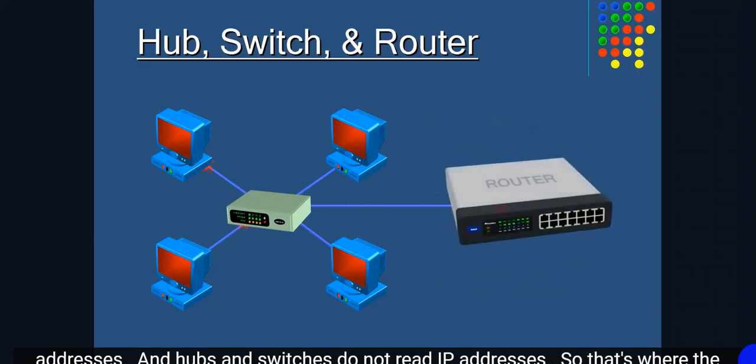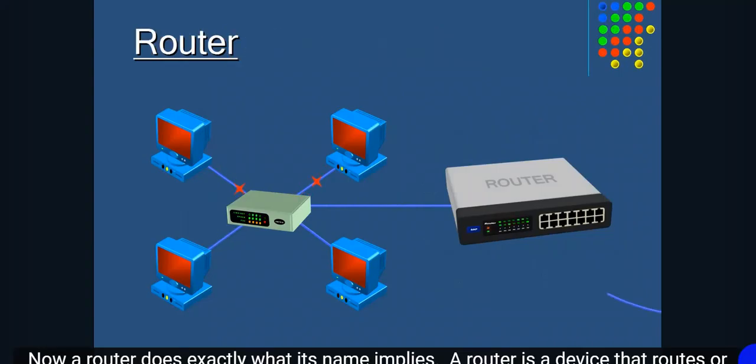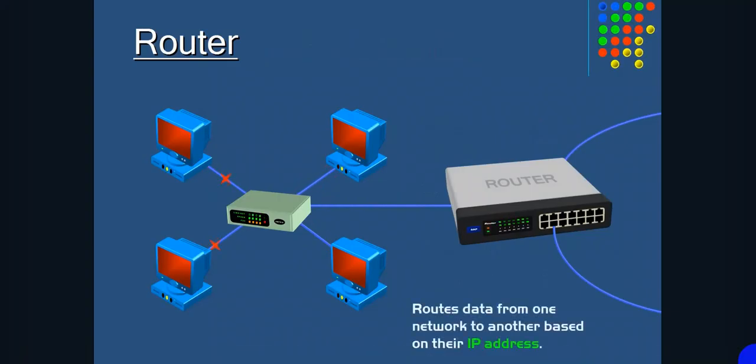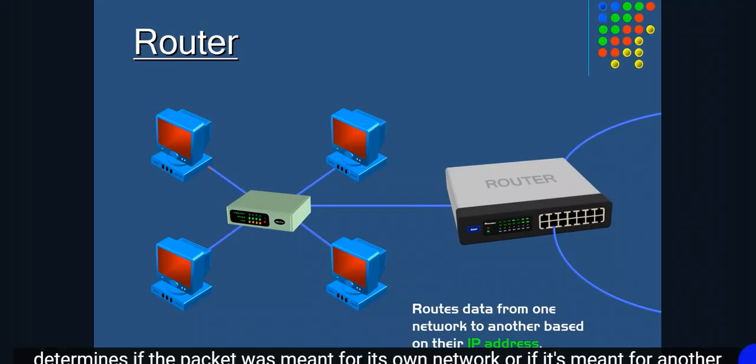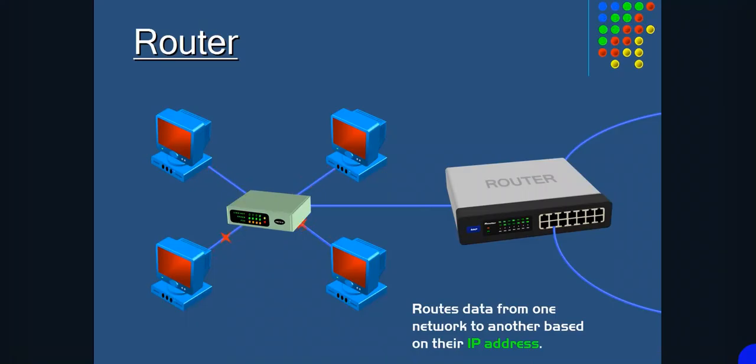So that's where the router comes in. Now a router does exactly what its name implies. A router is a device that routes or forwards data from one network to another based on their IP address. When a data packet is received, the router inspects the data's IP address and determines if the packet was meant for its own network or if it's meant for another network. If the router determines that the data packet is meant for its own network, it receives it. But if it's not meant for its own network, it sends it off to another network. So a router is essentially the gateway of a network.